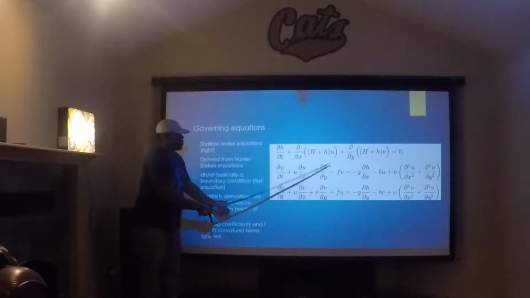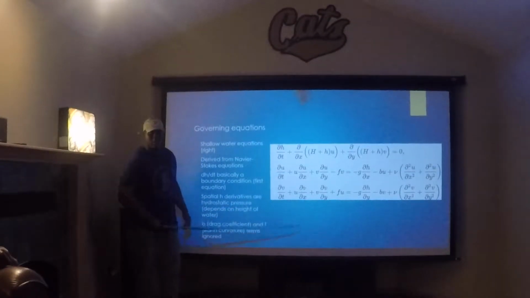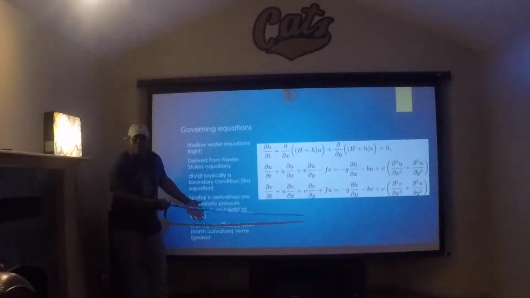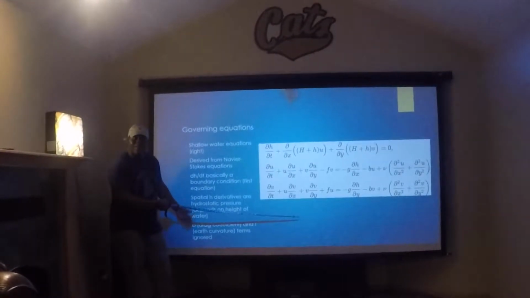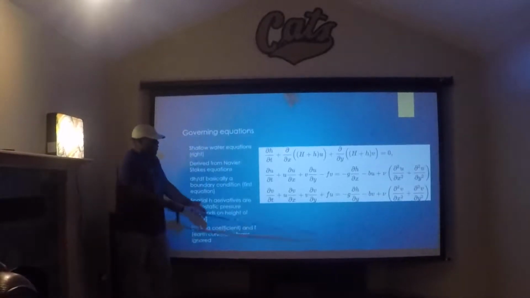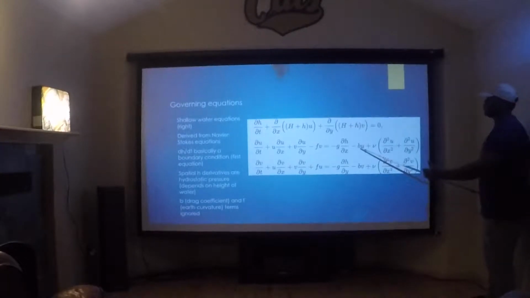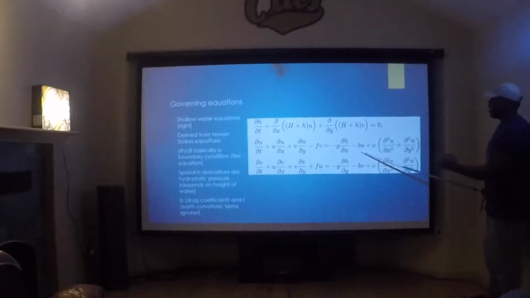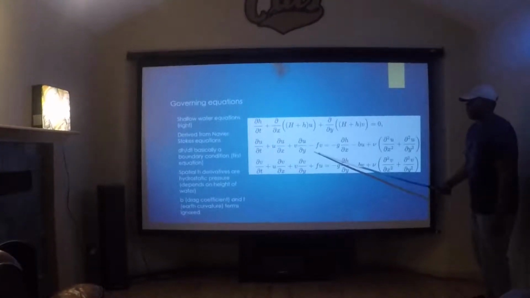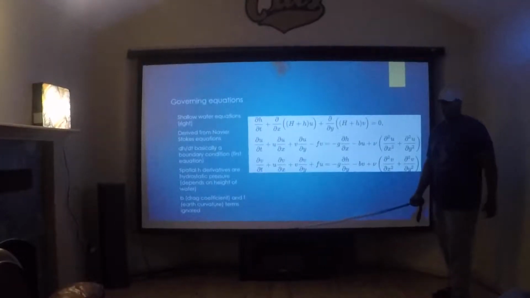In the momentum equation, the spatial derivative of h is modeled from the hydrostatic pressure, which all in all means that this only depends on the height of the water. So the B term, which is the drag coefficient, and the F earth curvature terms are going to be ignored in this equation.